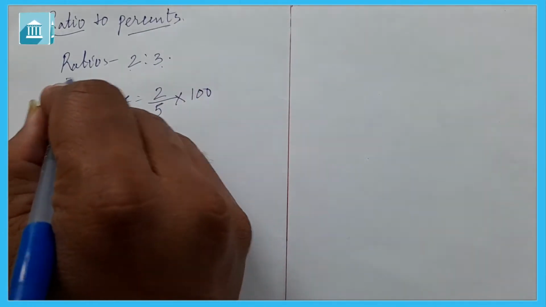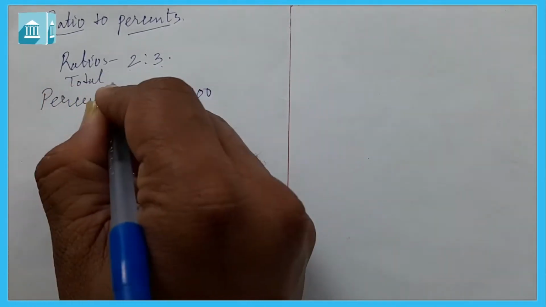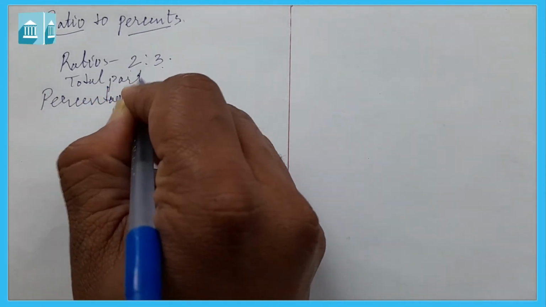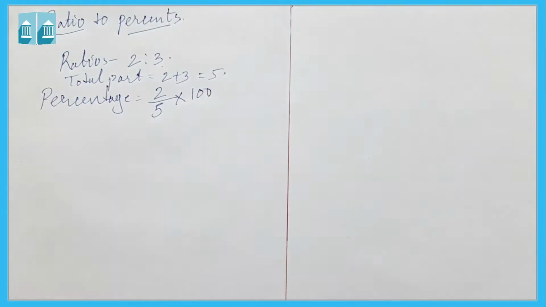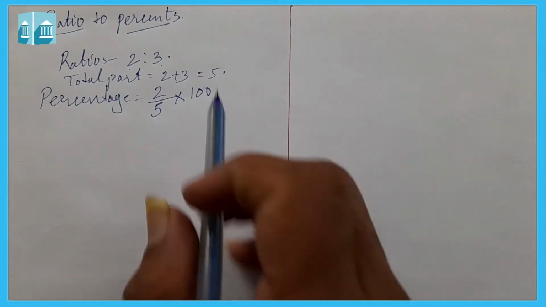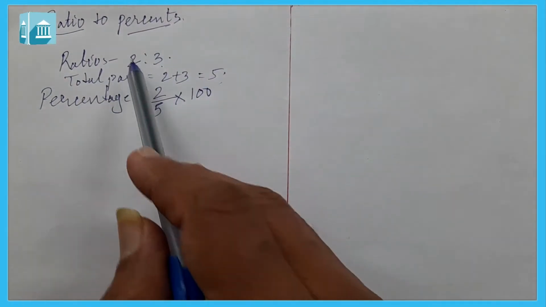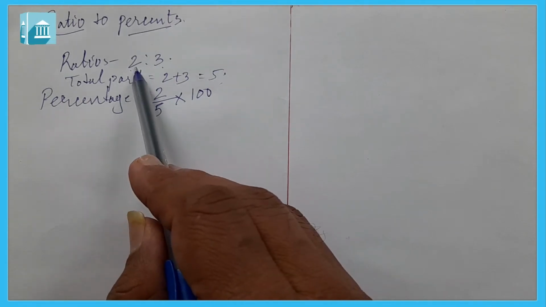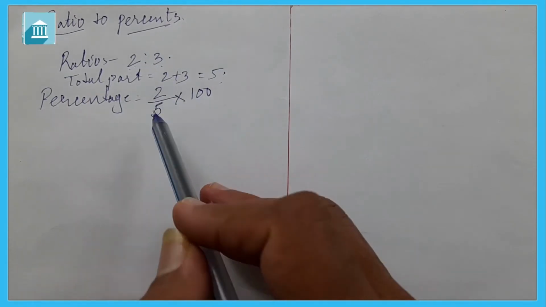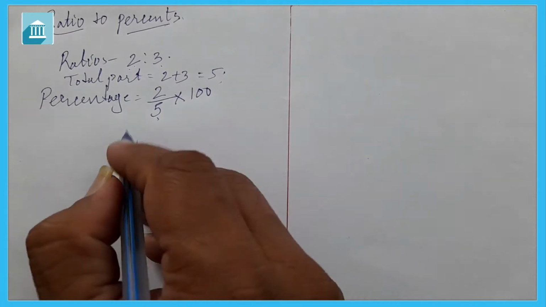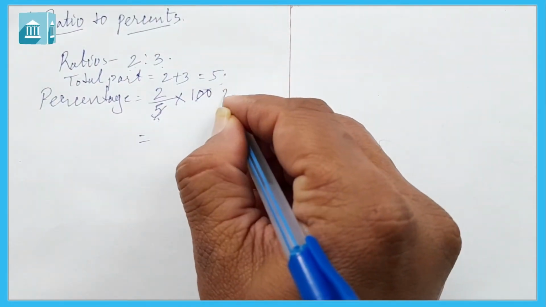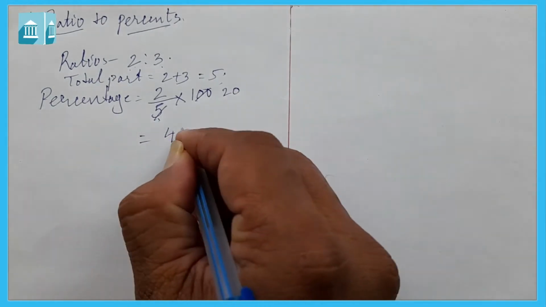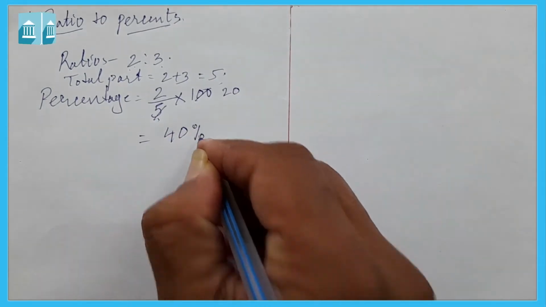Here we have to write the total part. The total part here is 2 plus 3, which is equal to 5. So the total part is 5. If you want to find out the part for 2, then it is 2 upon the total part, that is 5, multiplied by 100, which is equal to 40%.